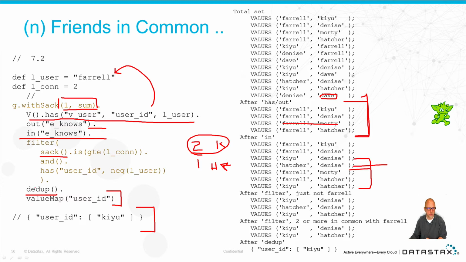The comparison of the SAC, SAC is like the result, what's in the SAC. There happened to be just the one sum. Q was 2, Hatcher was 1. If it's greater than or equal to 2, for Q it gets returned. Hatcher, it was 1, which is not greater than or equal to 2, so he got restricted. Pull out Farrell, I don't care that Farrell knows himself. Remove dupes, and there's the value map. I know Q. Q knows 2 people, I know the same 2 people. Good to go.